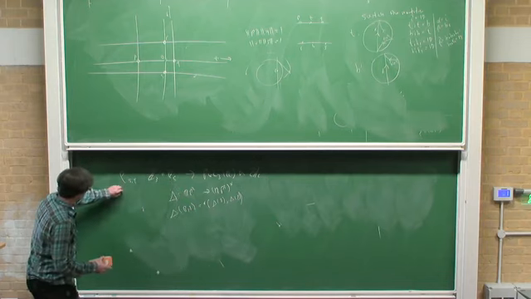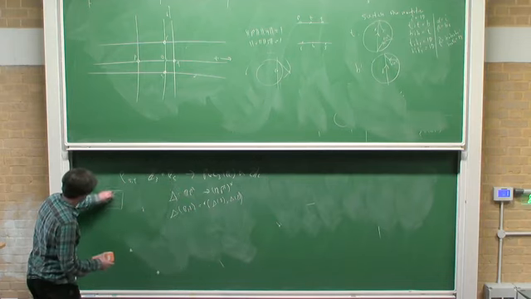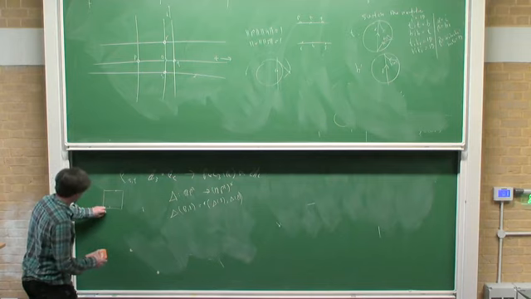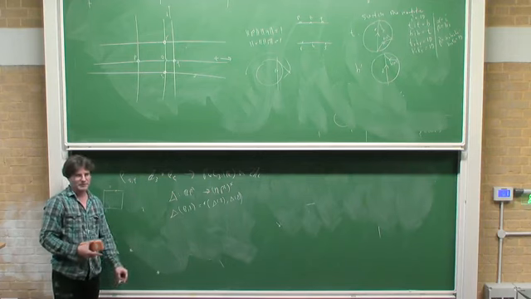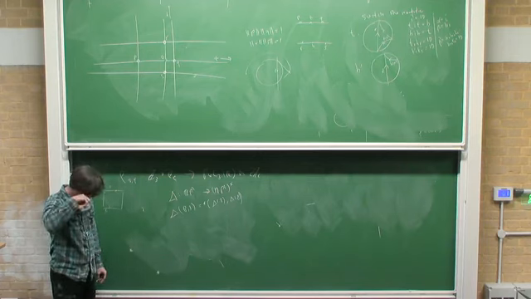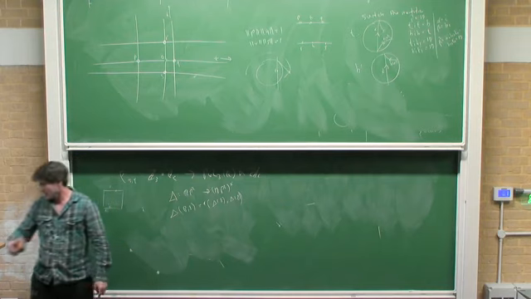So you start with your marked box, and here's S and here's T, and you vary these numbers and you get different representations of the modular group.